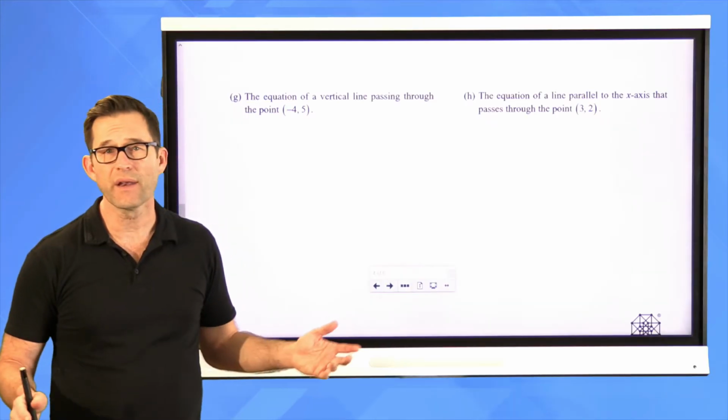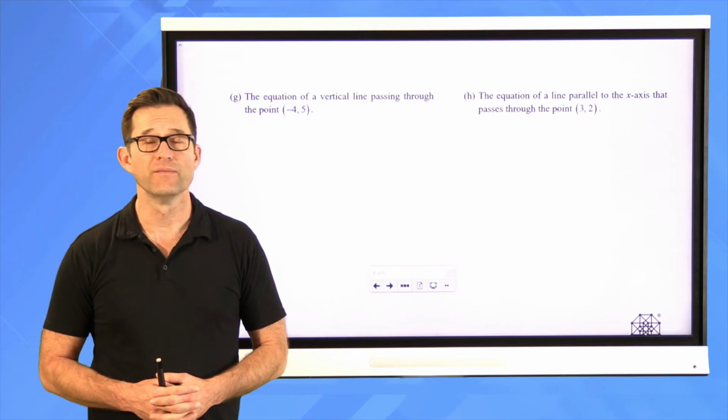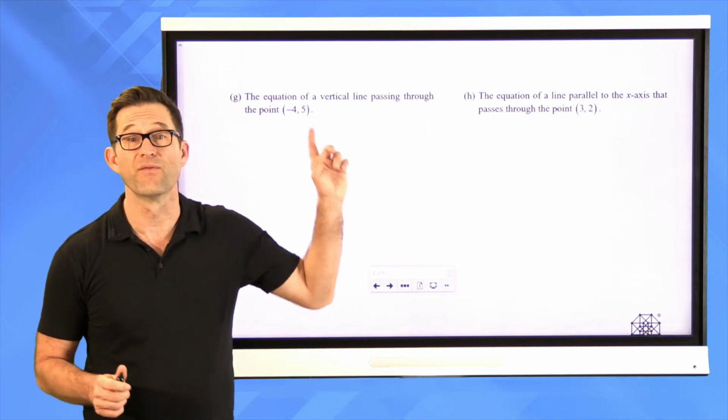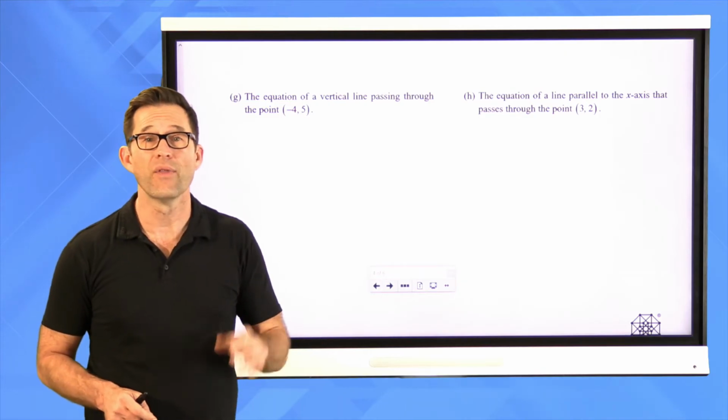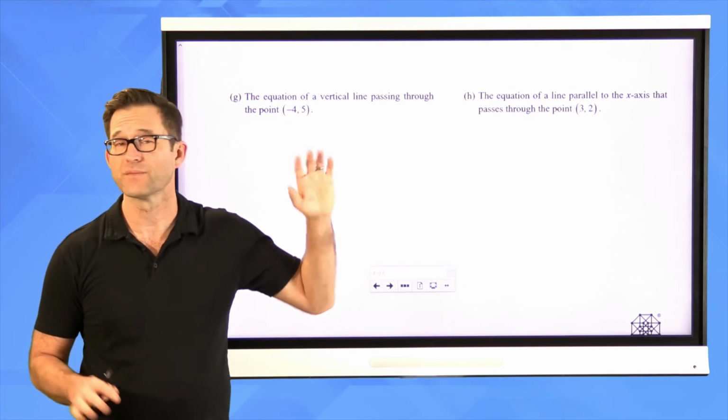So there's kind of two ways of going about doing letter G. One way is sort of not really understanding exactly what's going on, but just memorizing, hey, look, when I see vertical line, right, I know that's x equals a number. What does x equal? X equals -4. That's one way to do it.